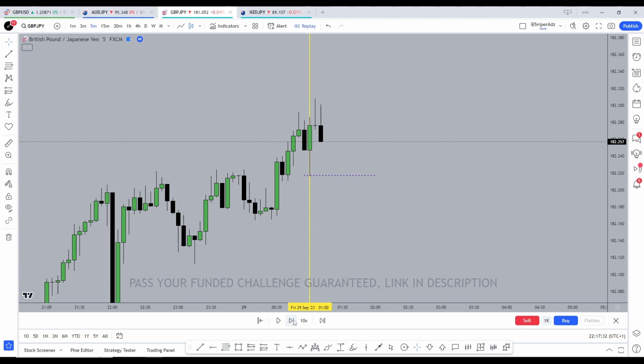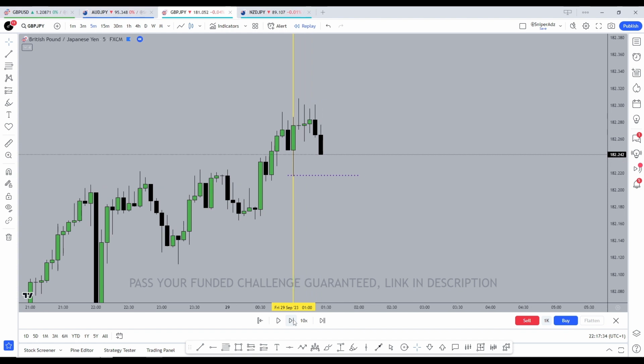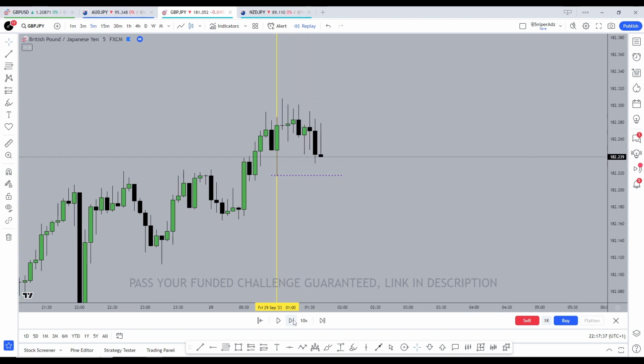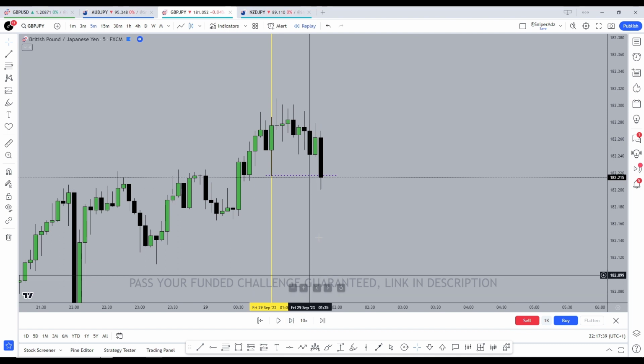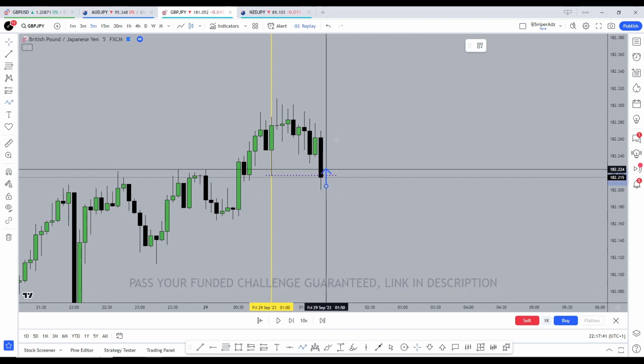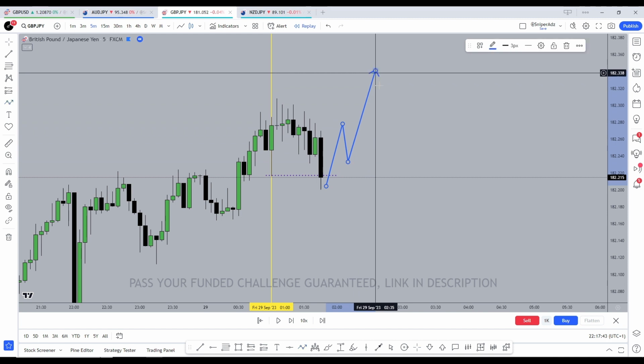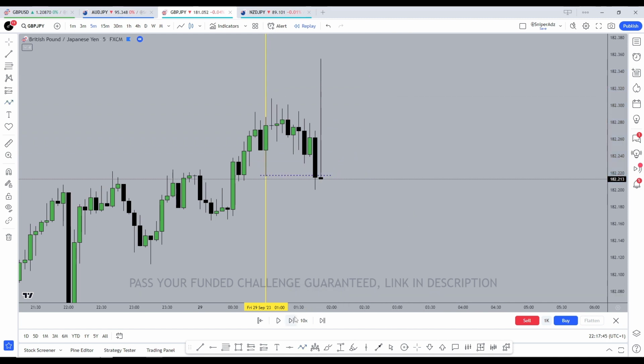As you can see right there, the market's still continuing to the upside. If we can get a nice break or a nice sweep of this low right there, now I'll look for a nice structure shift. If I can get something like this and then this and then this, that'll be optimal. So let's see how this goes on.